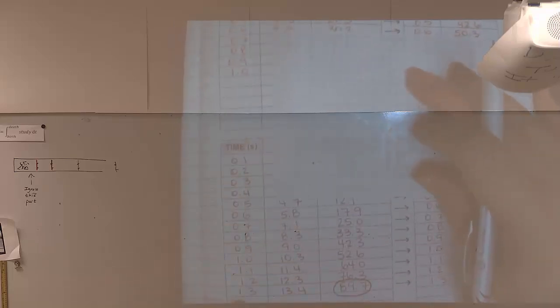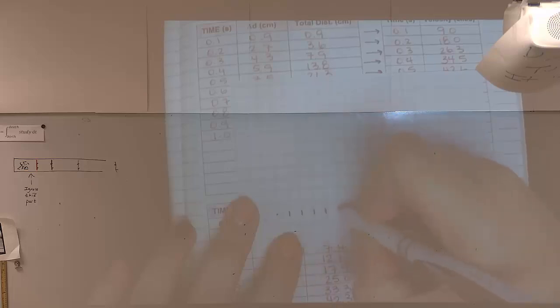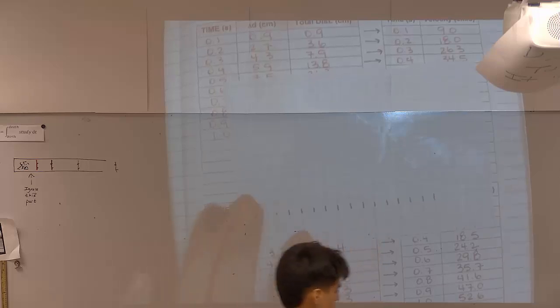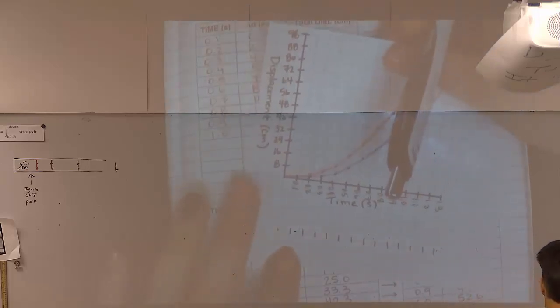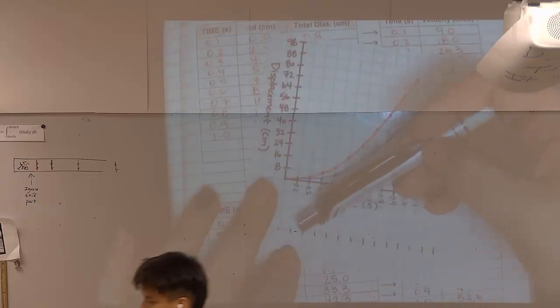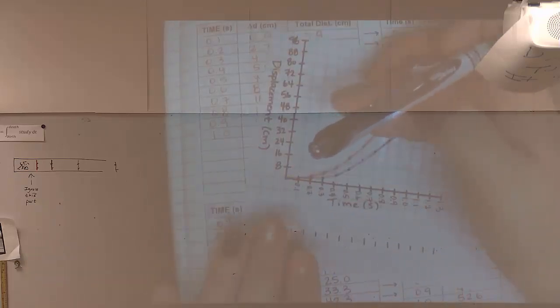same as we did before, whatever your highest time code is. Mine is 1.3, so that's going to be 0.1, 0.2, 0.3, 0.4, 0.5, 0.6, 0.7, 0.9, 1.0, and 1.3. So you can see that on my displacement graph and my new graph that I'm using, they're going to be in the same position.